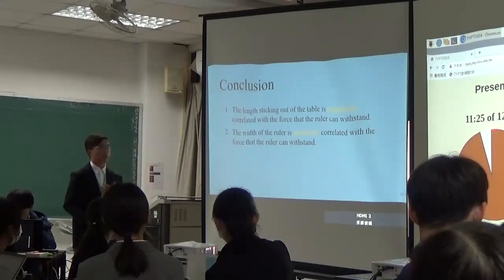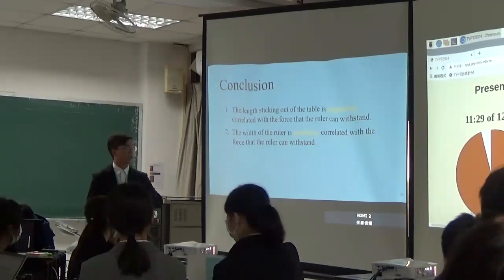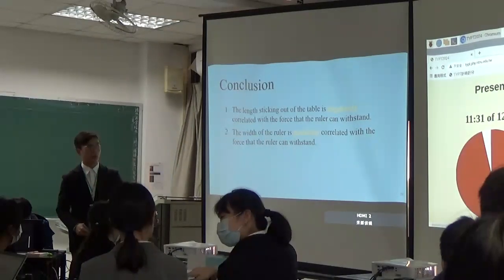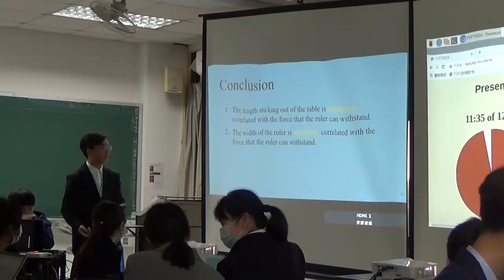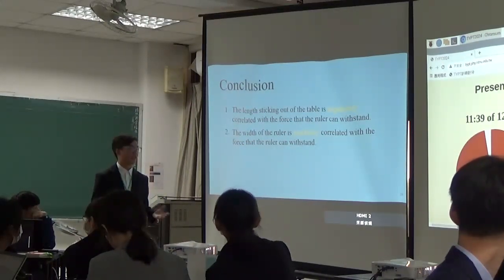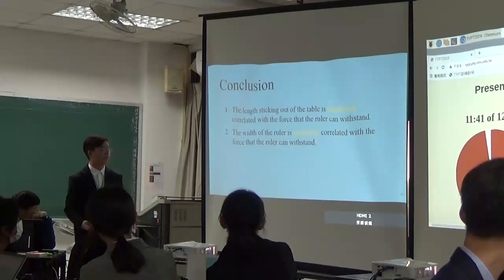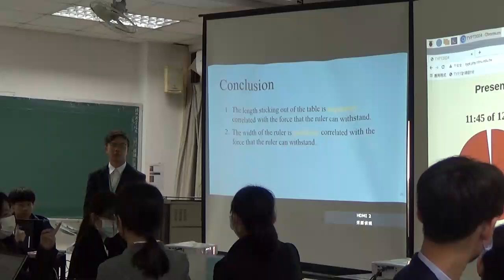Our final conclusion is that the length sticking out of the table is negatively correlated with the force that the ruler can withstand, and on the contrary, the width of the ruler is positively correlated with the force it can withstand. Thank you. This is my presentation.